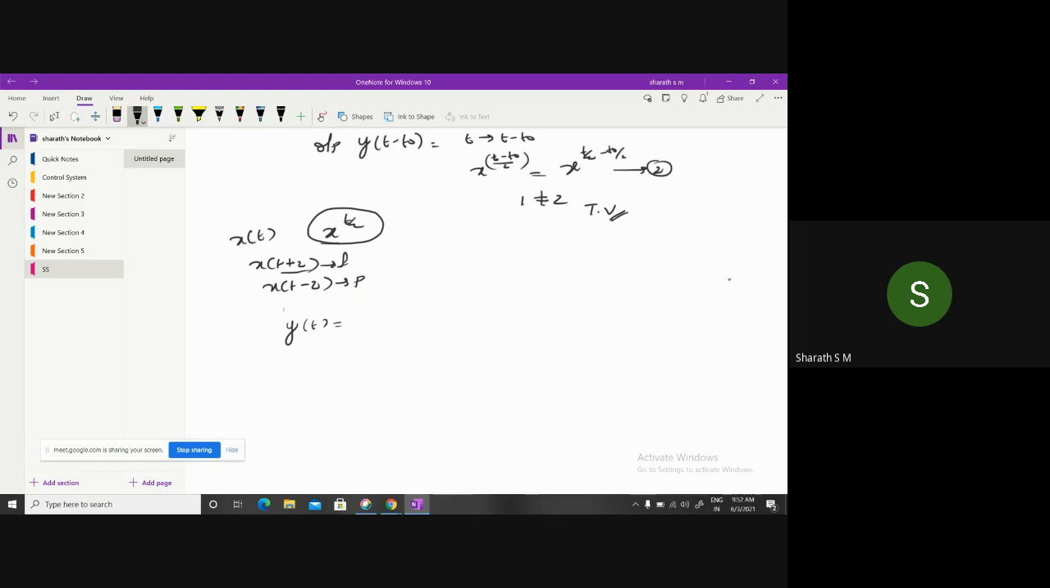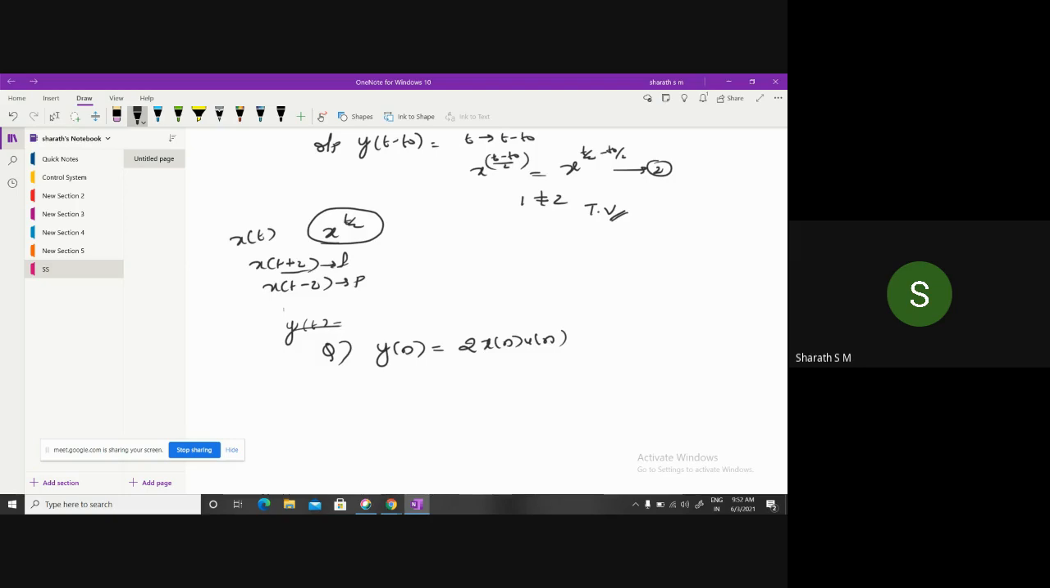y of t equals y of n equals 2 into x of n into u of n. So wherever we have an x of n, write that down as a1 x1 of n plus a2 x2 of n. So 2 into x of n into u of n.